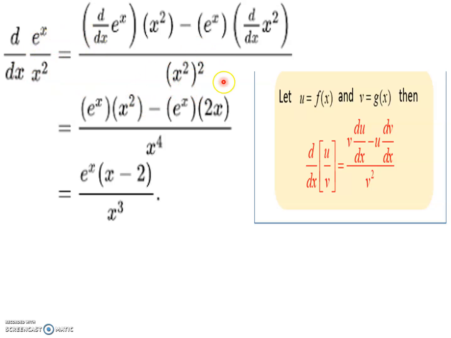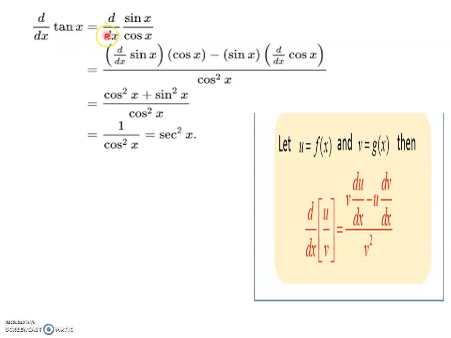So x square raised to 2. e raised to x into x square minus e raised to x into derivative of x square, which is 2x. Therefore x raised to 4. We take e raised to x common. x is common. Then we have x minus 2 there. x gets cancelled with x raised to 4. So we remain with e raised to x in bracket x minus 2 upon x cube.